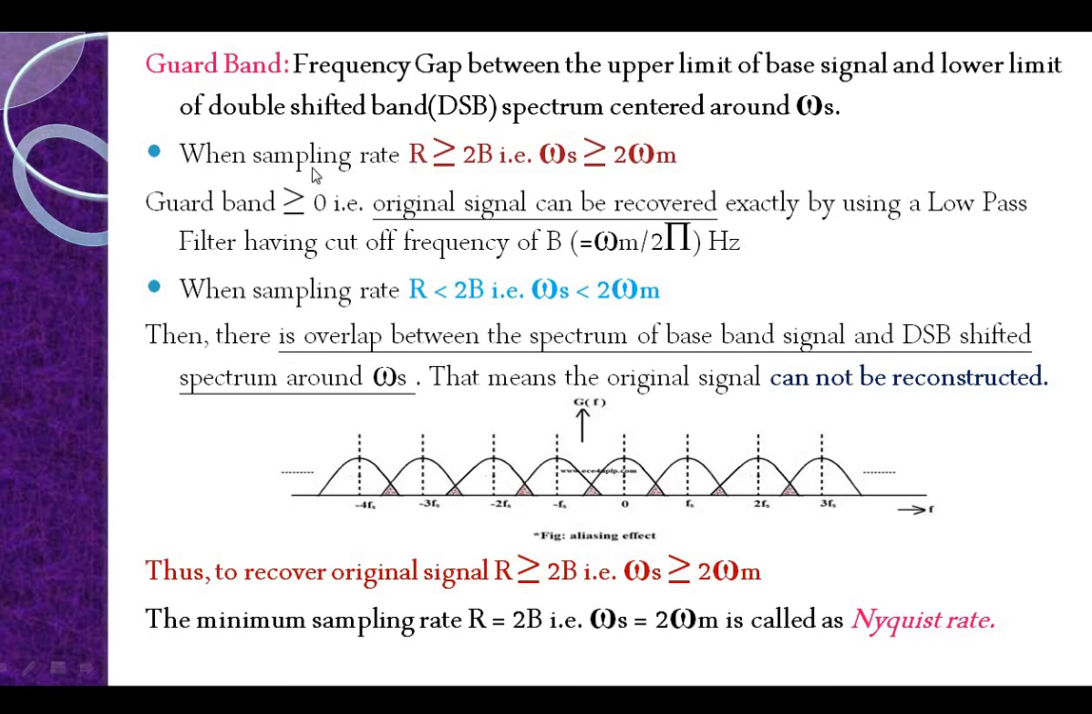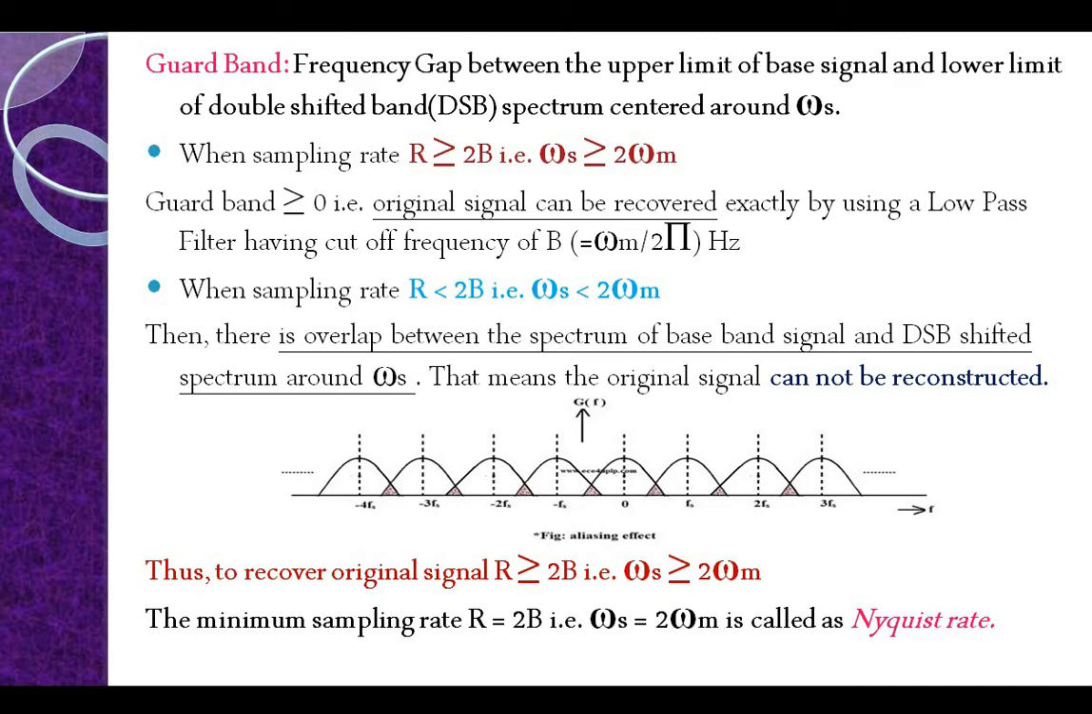In case you are getting it for 5 marks, you also have to write the two conditions. The first condition: when the sampling rate R is greater than 2B, that is, omega S is greater than 2 omega M, the message signal's guard band is greater than 0. It means the original signal can be recovered exactly by using a low pass filter with a suitable cutoff frequency. It filters out everything beyond that, and you get the original message signal.